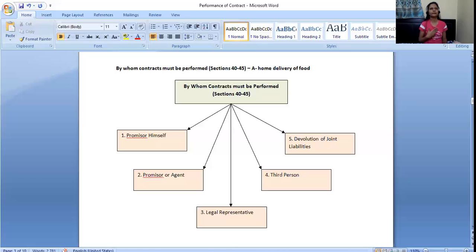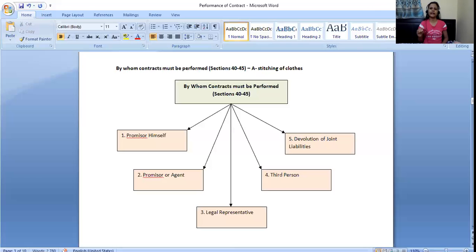Same would be applicable. Take for example, if there is one person who is into stitching of clothes.